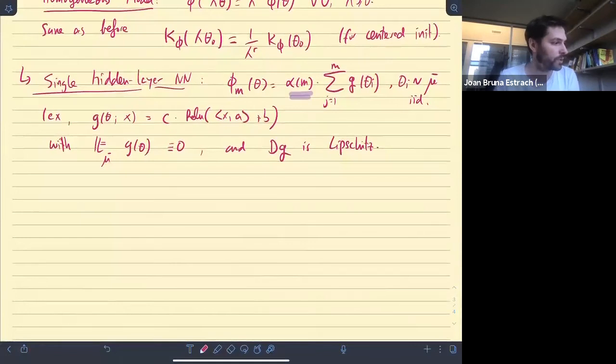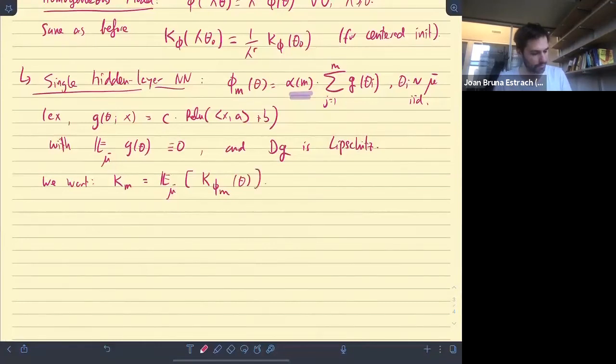Okay, so let's now try to compute. We want to understand how the scaling, the relative scaling of the model, in expectation over the parameters, behaves. All right, so we need to compute all these different terms that appear in the relative scaling. So the first one is: how does the norm of the function depend on m?